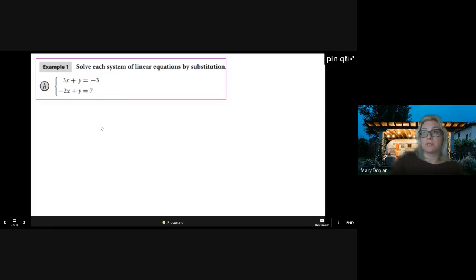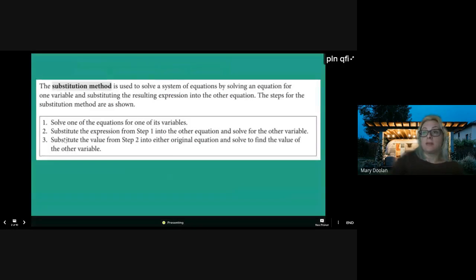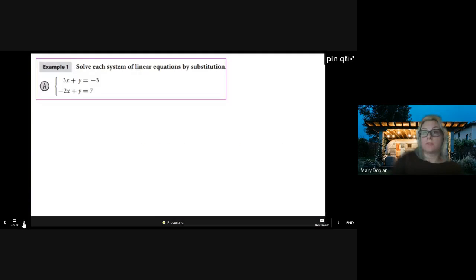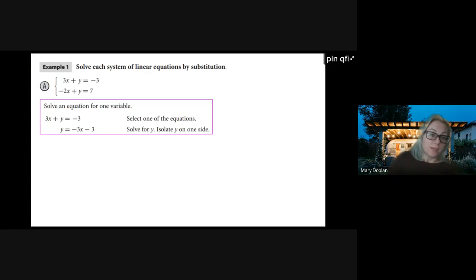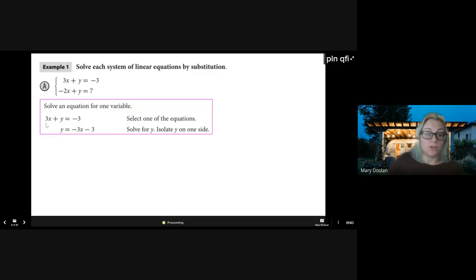We're going to use the substitution method. The first step of that method: solve one of the equations for one of its variables. So if we just select one of the equations, they're both pretty easy to work with, but we're going to pick this first equation, and we're going to isolate y, because it's easier to get y by itself than it would be to get x by itself, because the coefficient on your y term is 1. So we just subtract 3x from both sides, and that's why it turns into y equals -3x minus 3.